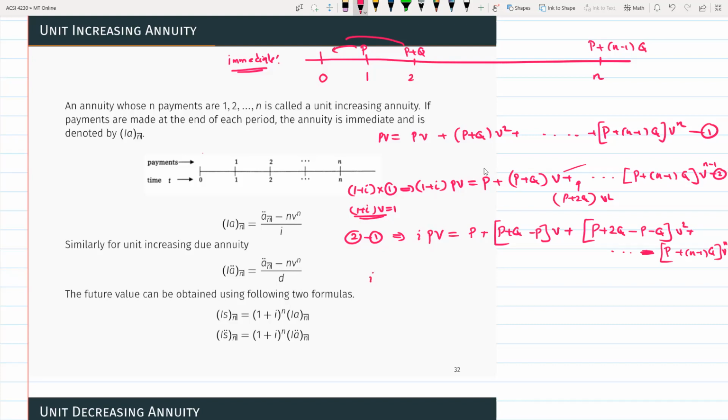Okay, so I have here i times PV. You can see the P cancels out, so I get P here. Then I have the Q terms. If you add all of those Q terms, you would get V all the way up to V to the n minus 1. And then I have this other one, minus (P plus n times Q minus Q) times V to the n. Okay, so I can expand this.